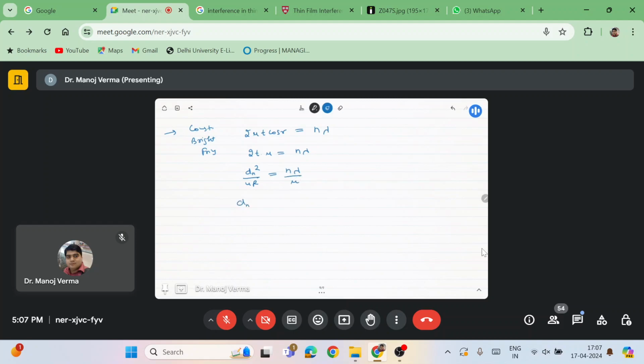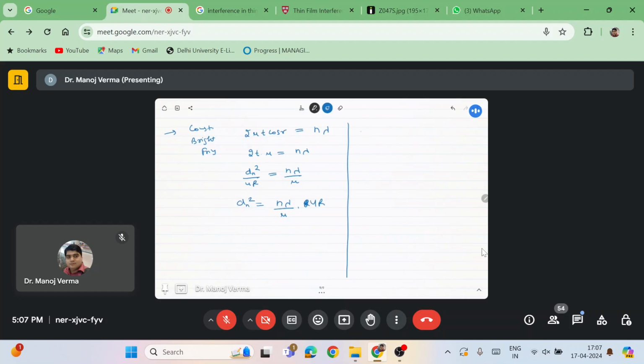So this dn square is nothing, it is giving you the diameter of bright fringe in case of transmitted system. In case of transmitted system, this dn is giving you the diameter of bright fringe in case of transmitted system.